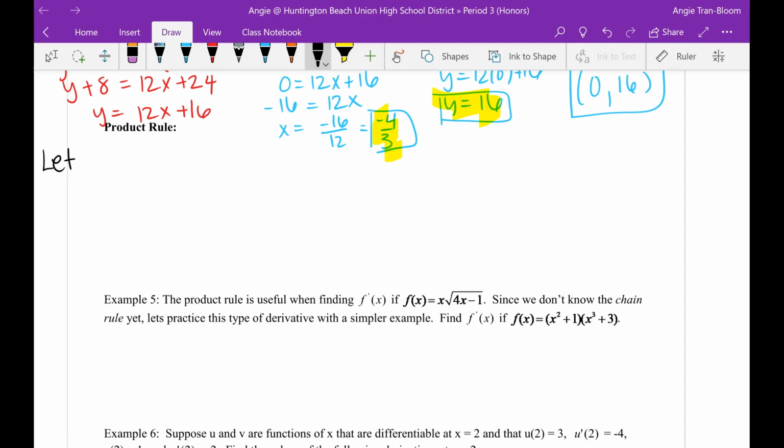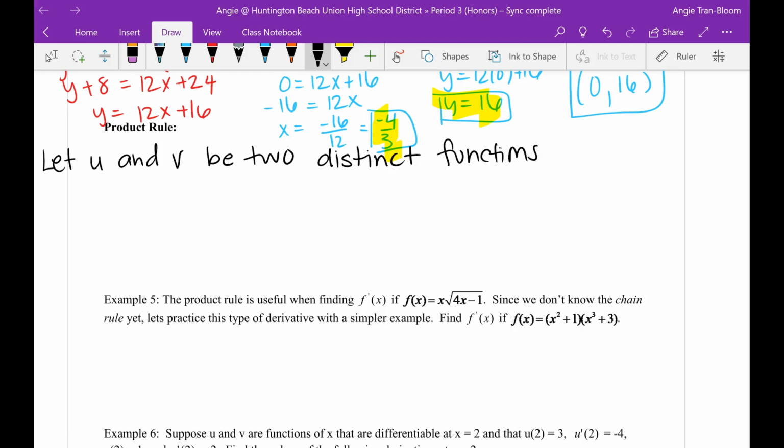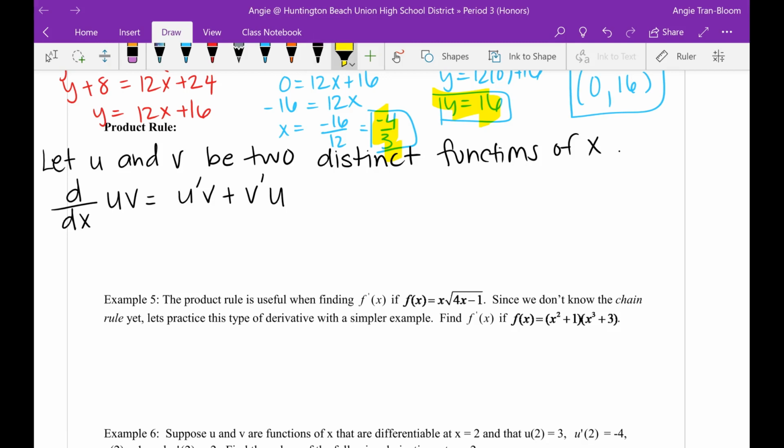Let U and V be two distinct functions of x. The derivative with respect to x of the product of two functions, let's call them function U and function V, is by definition U prime times V plus V prime times U. Yes, you have to know this, very important, okay?